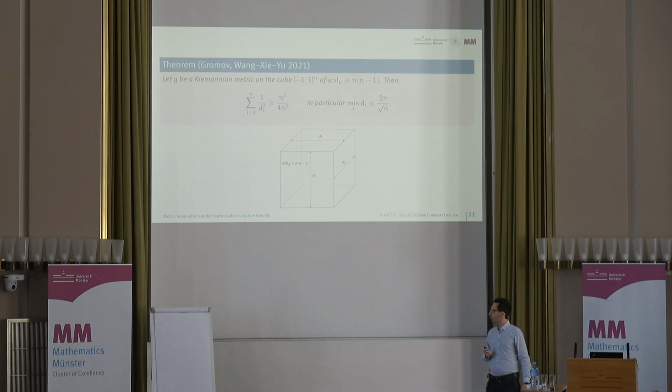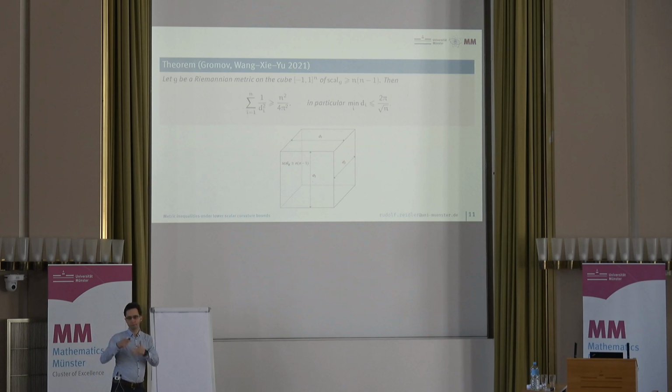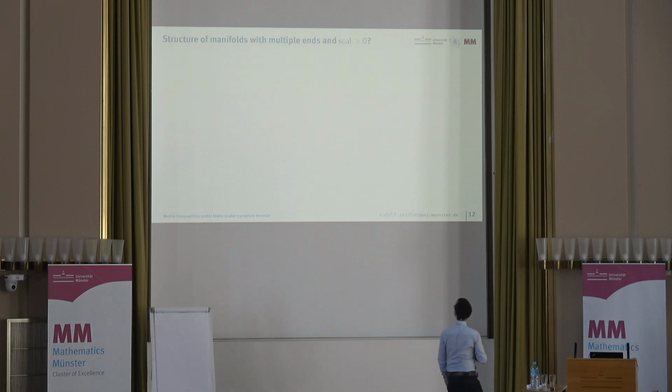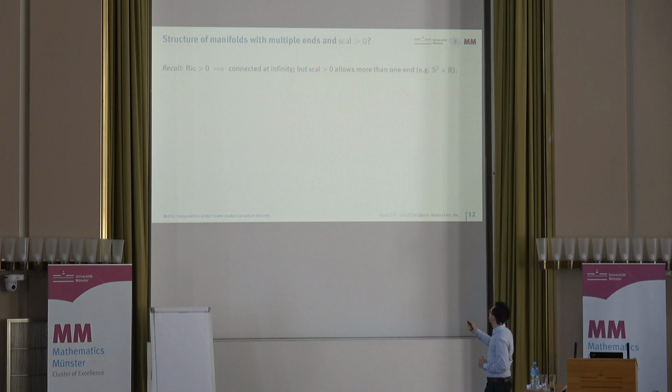Okay, now that was the part on metric inequalities. Remember in the beginning I also had several results for stronger curvature conditions which were related to the structure of non-compact manifolds. Let me see what we can say here in the case of scalar curvature, in particular on the structure of manifolds of multiple ends and positive scalar curvature. So again, let us recall, positive Ricci curvature means that we are connected at infinity, so only one end. And scalar curvature allows more than one end, of course, because we can take the sphere cross the real line and we have two ends.